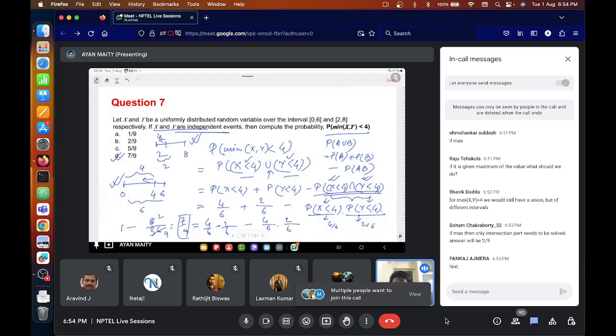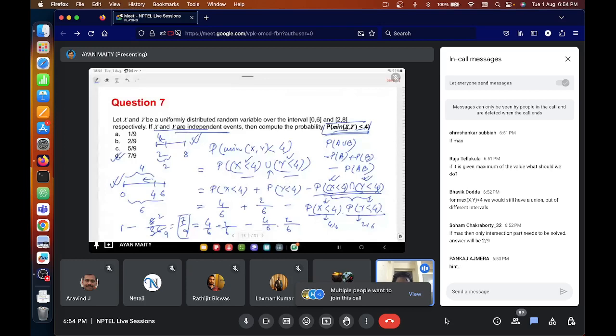So if the max was there, the probability of max of x and y less than 4, in that case you cannot do that, because even if one of those two variables is less than 4, the max of those two might not be less than 4. You can decompose this min of x and y less than 4 into two distinct events, x less than 4 and y less than 4, because you have min and less than. So that's why you can do it.